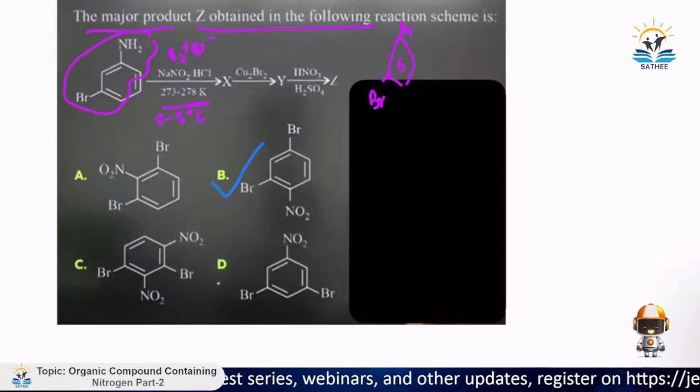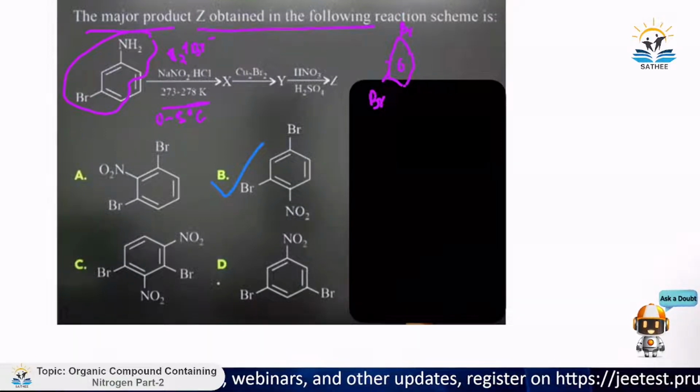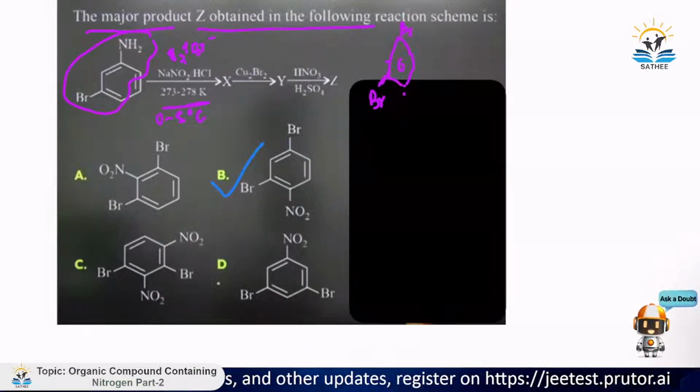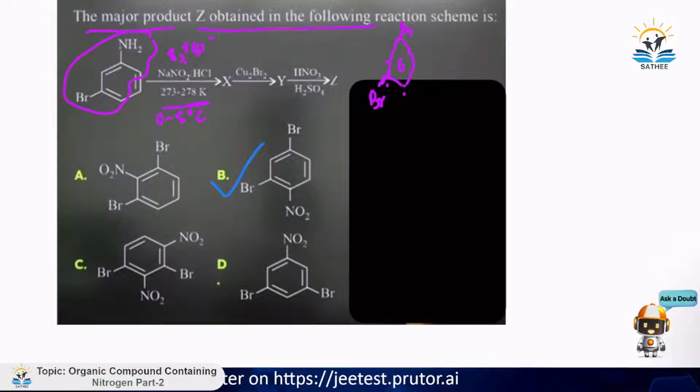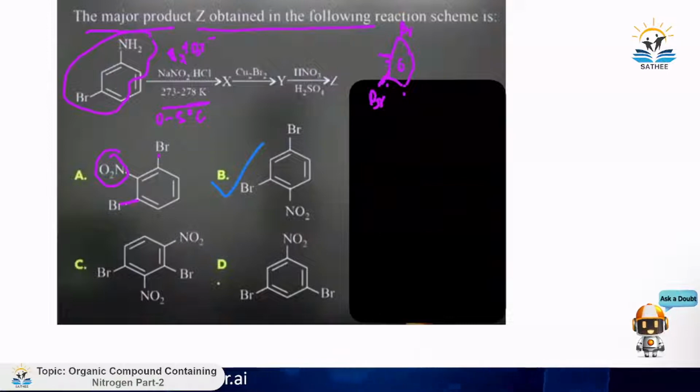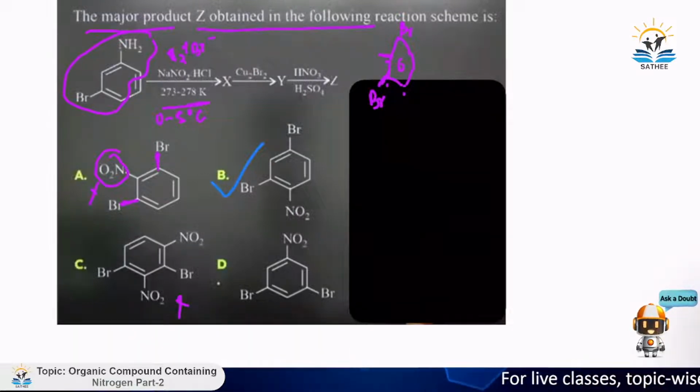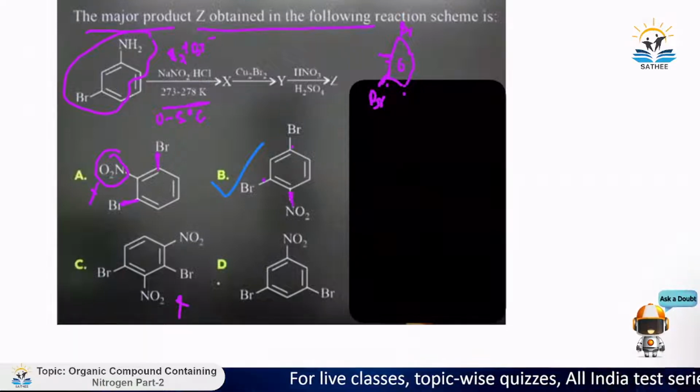Now what will happen? This bromine is ortho and para directing. This bromine is also ortho and para directing. So in both cases, if we consider, the nitro group won't come at this position. Why won't it come at this position? Already one bromine and one bromine is there. There is no space for it to come. There is a lot of steric hindrance. So this is wrong, and two nitro groups also won't attach. So it will come at the para position.